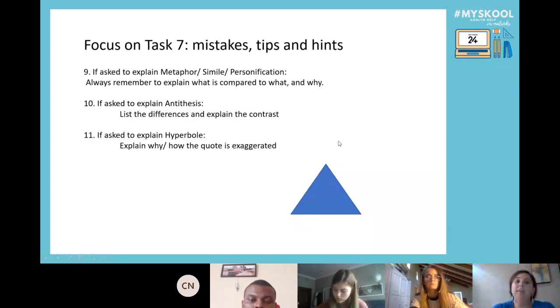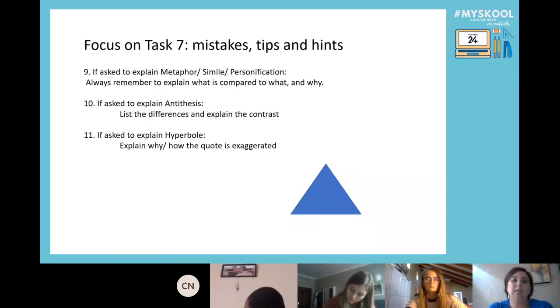If I say, for example, it swims around everywhere. Trouble is a what, is compared to a what? Swimmer. Why? Because it's everywhere. Always figure that out with your figures of speech. Draw yourself a little triangle and figure out the whats and the why. It will help you. If asked to explain antithesis, list the differences and explain the contrast. Antithesis is a fancy word for a type of contrast in a poem. If asked to explain hyperbole, explain how it's exaggerated.